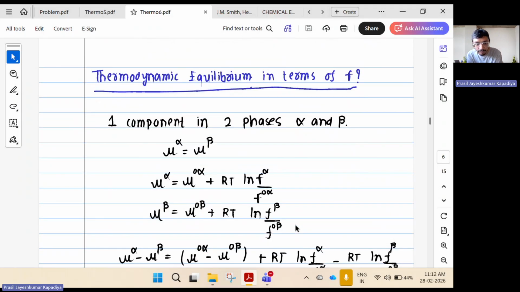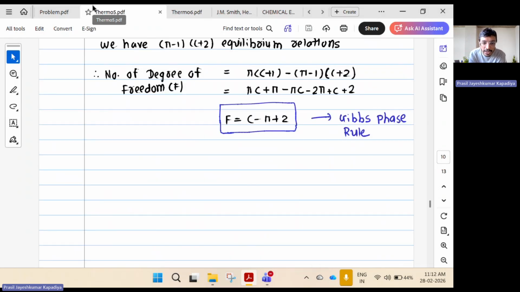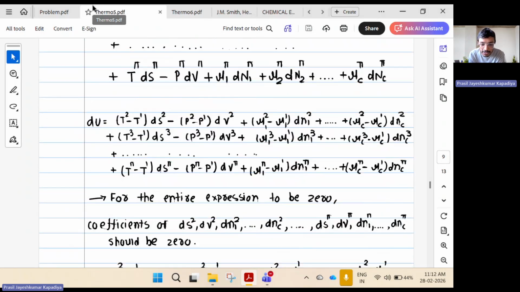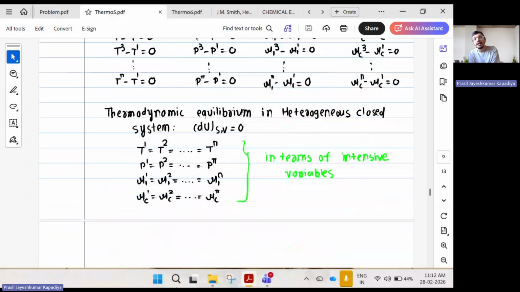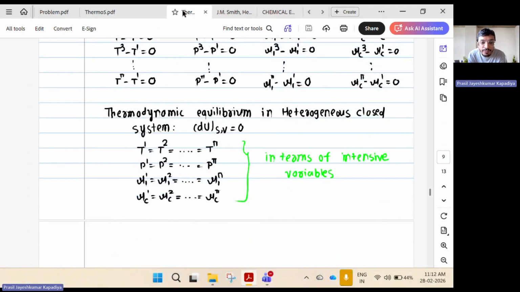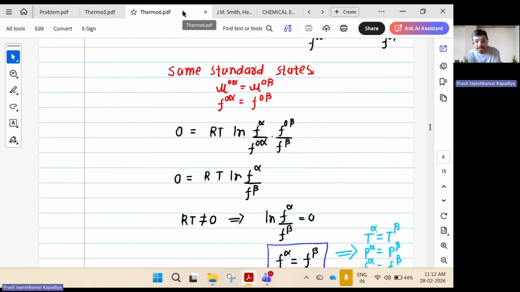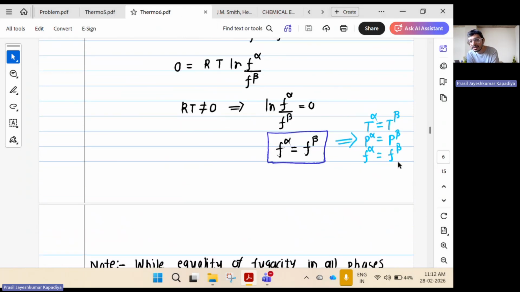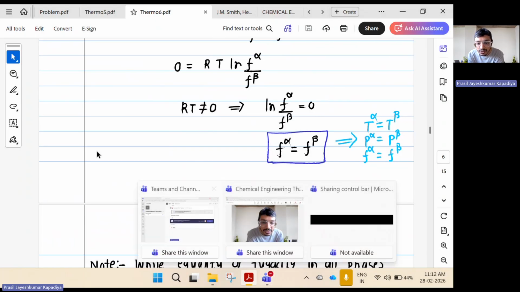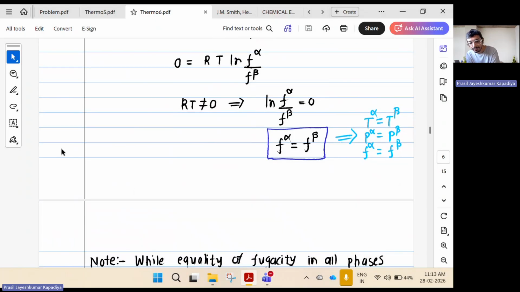Now, we had a look at this thermodynamic equilibrium condition in terms of temperature, pressure, and chemical potential. But now we have related chemical potential with fugacity. So how are our thermodynamic conditions going to change? So we derived it, and we found out that temperature in both phases should be the same, pressure in both phases should be the same. These two remain as they are, but the condition that changed is that the fugacity of each component in each phase should be equal. Okay.